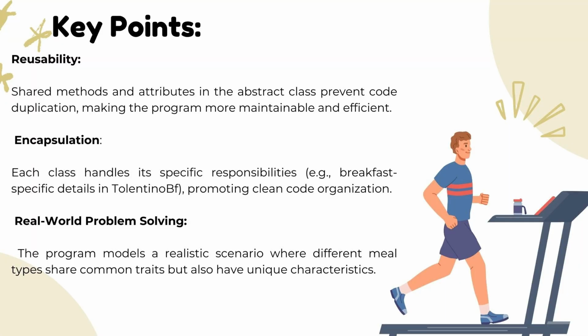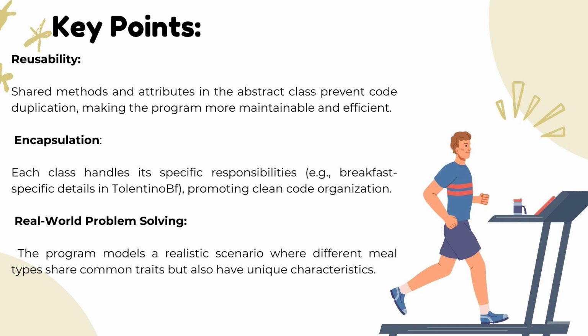Reusability. Shared methods and attributes in the abstract class prevent code duplication, making the program more maintainable and efficient. It is about leveraging existing code to avoid duplications. In our program, we have shared methods and attributes in the abstract class that can be utilized by all subclasses. And this prevents us from rewriting the same code multiple times, which not only makes our program more efficient, but also easier to maintain. If we need to make changes, we can do it in one place, ensuring consistency across all meal types.